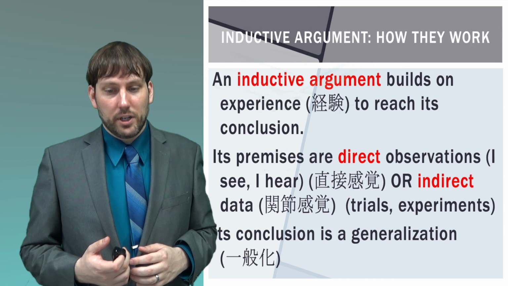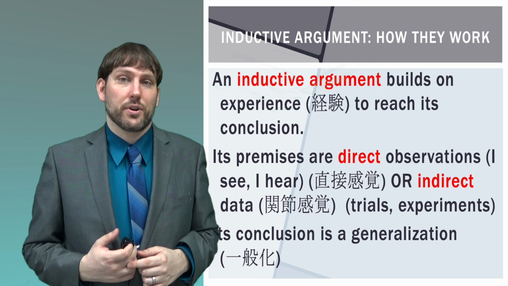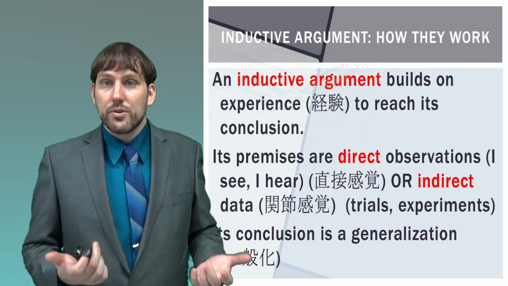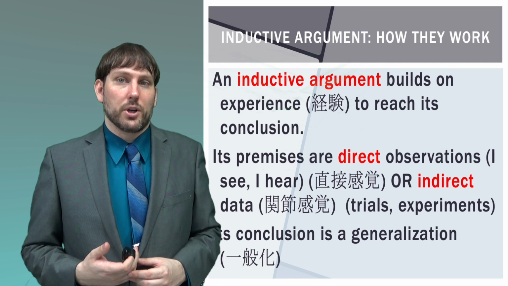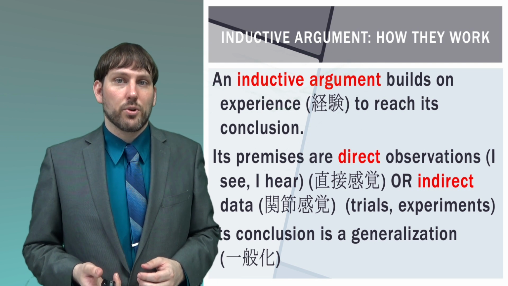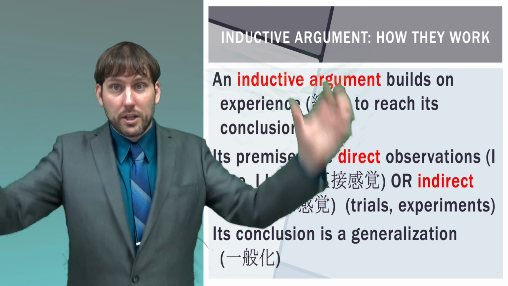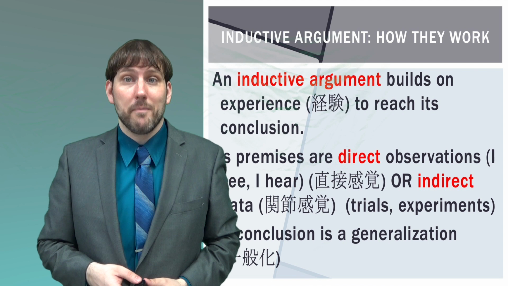In an inductive argument, we build on experience to reach our conclusion. This can be either direct or indirect. The conclusion we're going to reach for this type of inductive argument is a generalization. So we're going to take a claim about one thing or two things or three things, and we're going to make it a claim about everything or at least about more things.